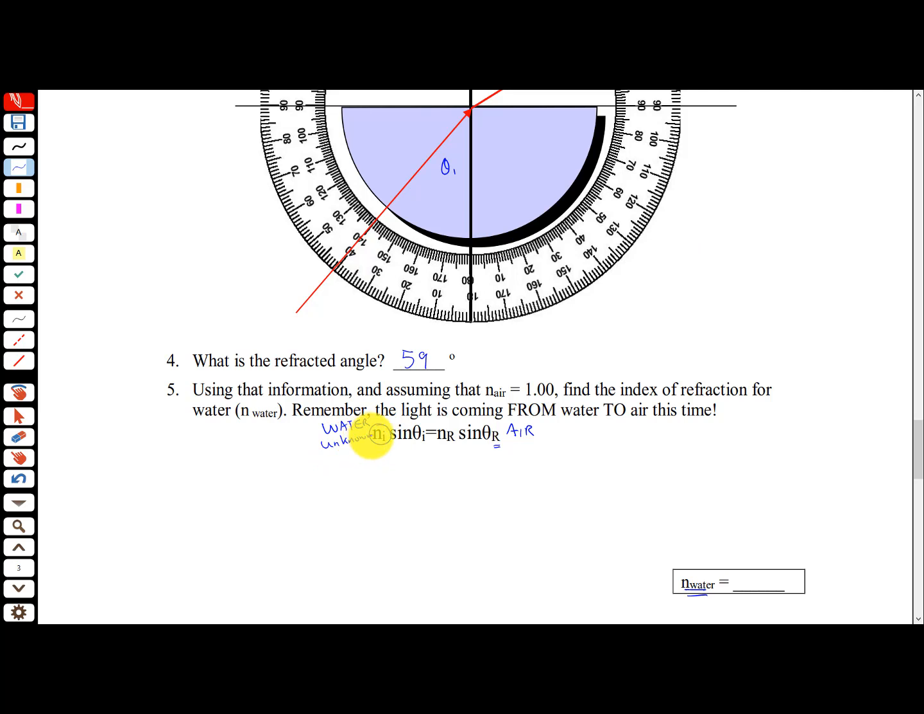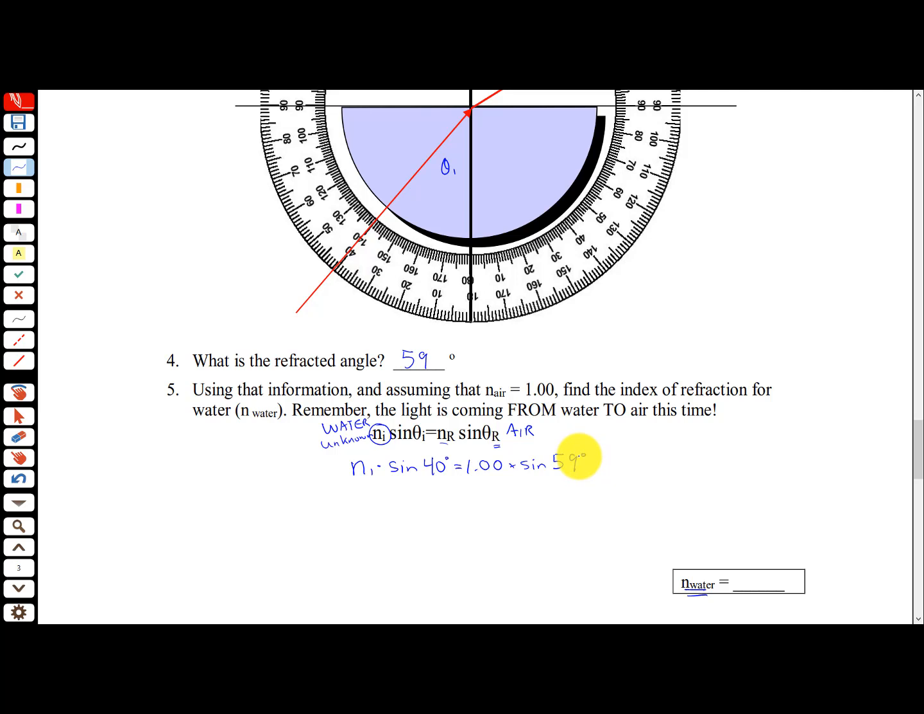Now, we've already gone over in class, and in this tutorial, that it is 1.33. So that's what we should be getting. Let's find it experimentally. Our index of refraction, Ni, for water in this case, we're going to multiply by sine of our angle of incidence. That's where the light is coming from. It's going to go into our next material, which is air. The index of refraction, Nr, for air is 1, and sine of our refracted angle, we'll say it's 59 degrees in this case. To solve for this, we have to use our calculators.